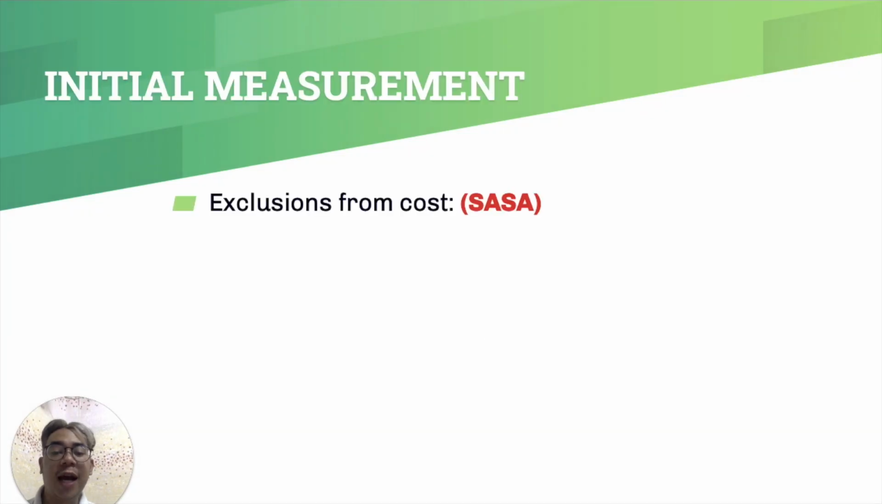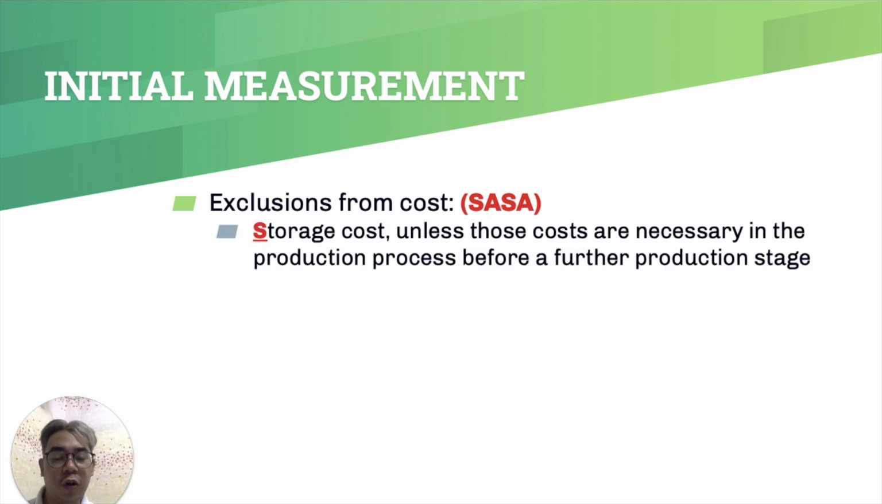Ano naman yung mga hindi pwedeng kasali sa cost? Ang mnemonics natin ay SASA. S, storage cost. So, immediately expense yung storage cost unless yung storage ay necessary in the production process before a further production stage. Meaning, before you proceed to the next process, isa-store muna siya. If that is the case, then capitalizable yon. Pero technically, generally, storage costs are immediately expense.